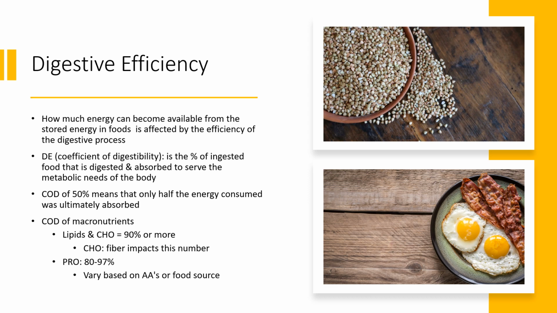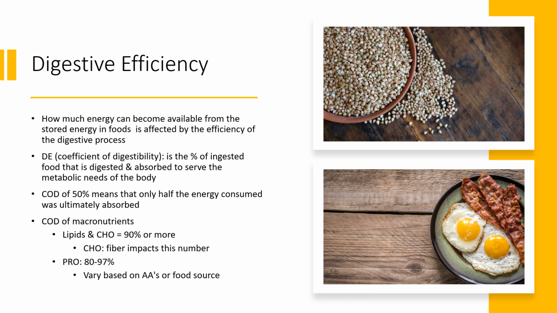There are pretty standard ranges for COD of the macronutrients, with lipids and carbohydrates falling at about 90% or more. So this means that 90% of the energy consumed in carbohydrates or fats is absorbed. However, if we look at carbohydrates, fiber is actually going to impact this number. So once we get into our carbohydrate unit, we go into a little bit more detail. You'll have a little bit more of an understanding on that, but essentially a carbohydrate that has a high fiber value has a decreased COD, meaning that less energy is consumed and absorbed with a high fiber food.